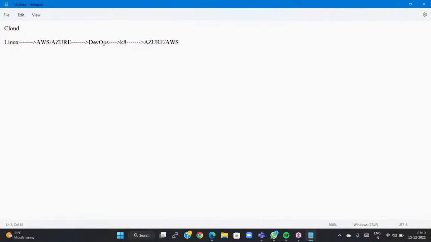Sorry, learning a single cloud is not enough. So you need to have knowledge of both clouds. One is AWS and the other one is Azure. These two are the leading cloud service providers in the market. So definitely you need to have knowledge of both.